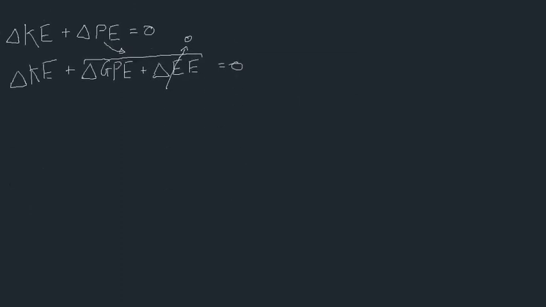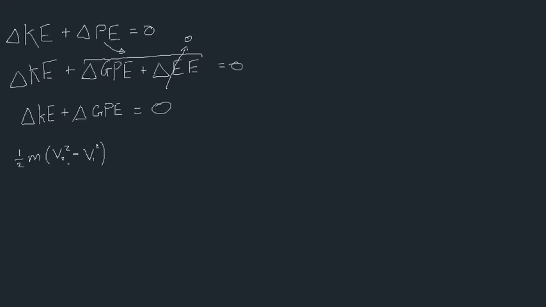Consequently, now we can simplify this expression even further, saying that our change in kinetic energy plus our change in gravitational potential energy is going to be equal to 0. And this is a really beautiful expression now, because we know that the change in kinetic energy is just going to be one half m times your speed at your second point squared minus your speed at your first point squared.